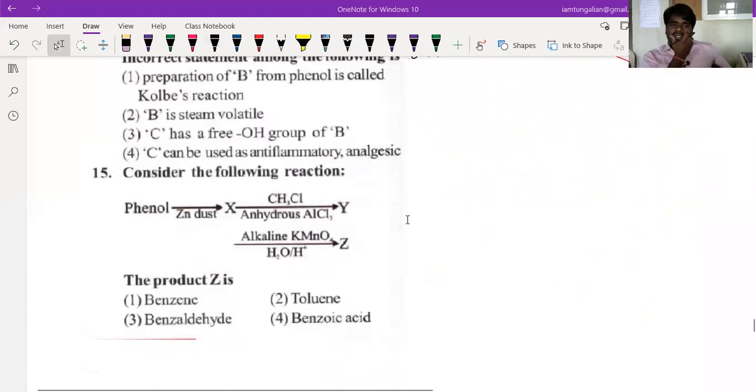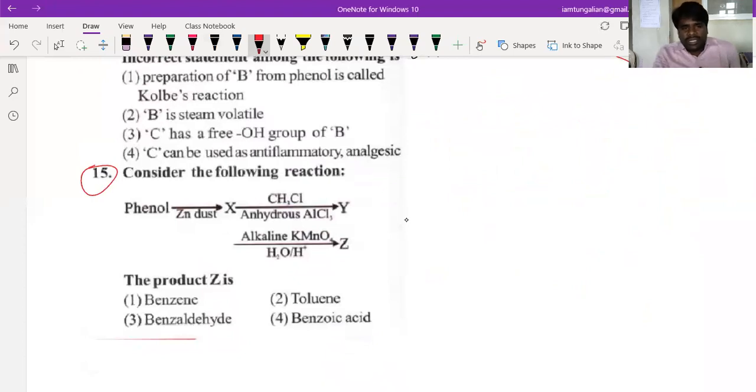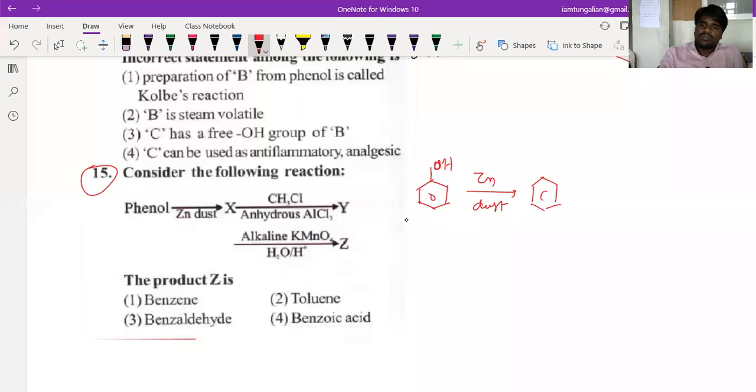Look at question number 15. Consider the following reaction. What is happening here? This is your phenol. Phenol on reaction with zinc dust is converted into benzene.